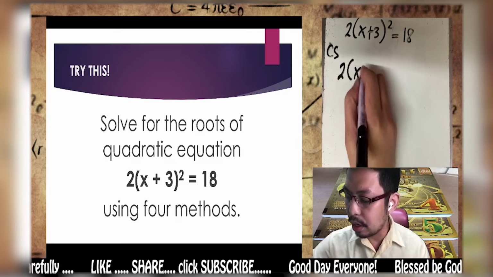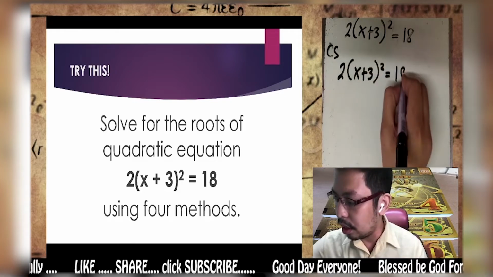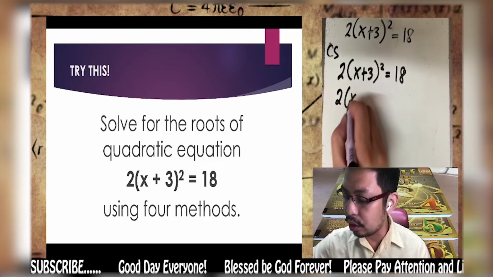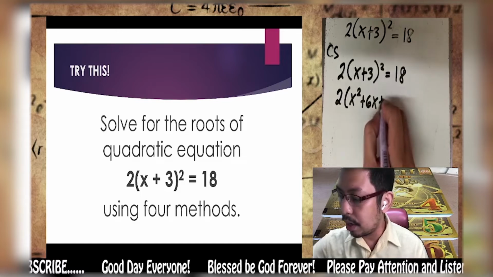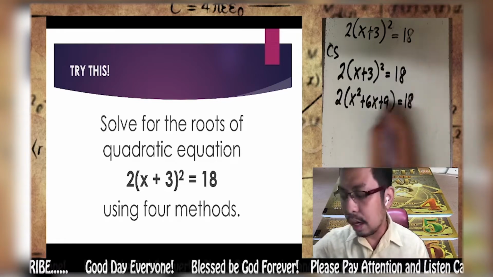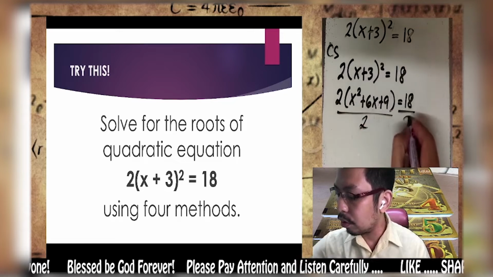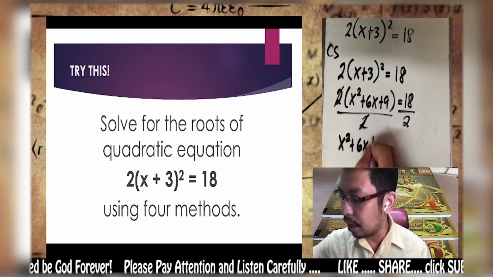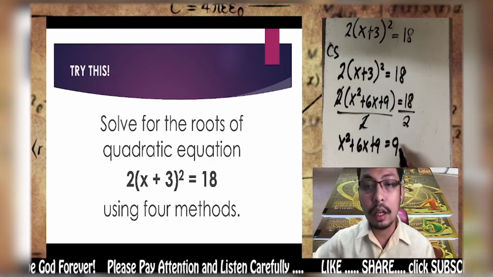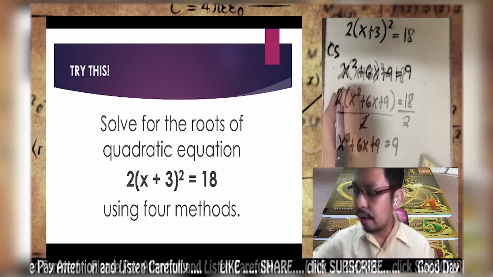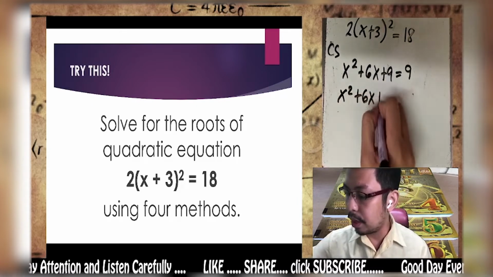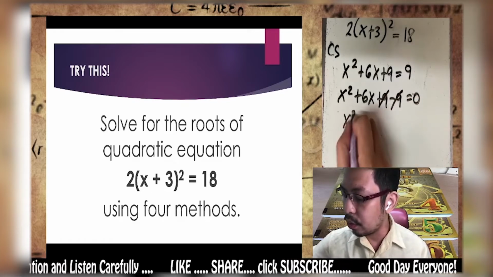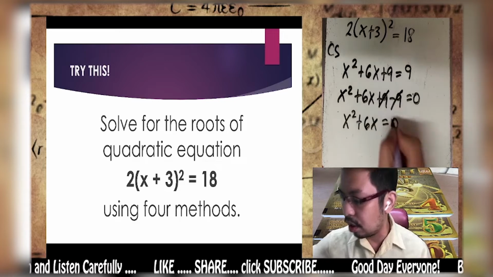2 times the quantity x plus 3 squared is equal to 18. So again, we FOIL the quantity x plus 3 squared. We have 2 times x squared plus 6x plus 9 is equal to 18. So divide both sides by 2. So that 2 will be cancelled. x squared plus 6x plus 9 is equal to 9. And then transpose 9 on the other side. So we have x squared plus 6x plus 9 minus 9 is equal to 0. This is cancelled. So we have x squared plus 6x is equal to 0.